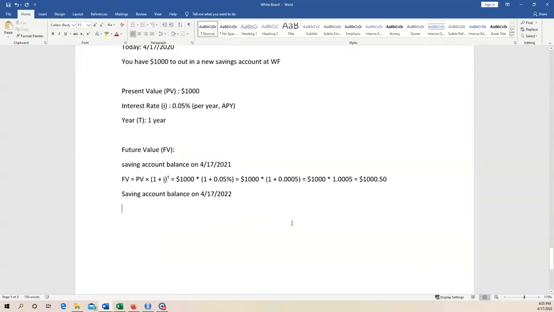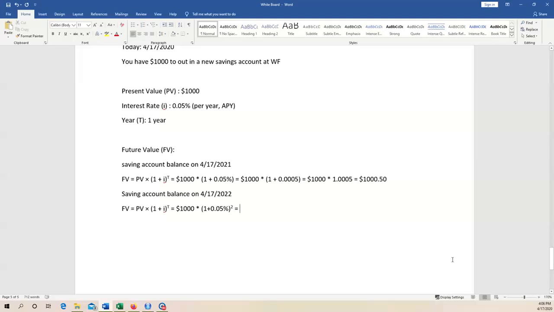So here, let me recycle some stuff. The formula remains the same. Future value equals present value multiplies parenthesis 1 plus interest rate parenthesis raised to the power t, how many years, right? So let me do some plug-in. Now I still have $1,000, the present value, the money put in today, multiplies 1 plus 0.05%. But now you put your money there for another year. Let me turn this into an exponent, raised to the power 2, right?